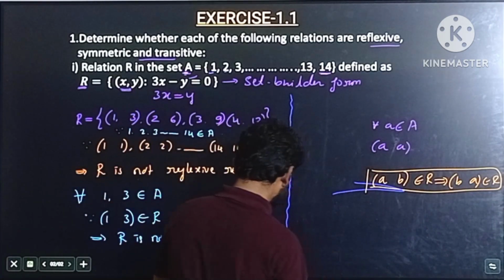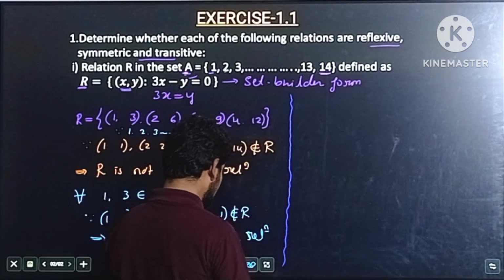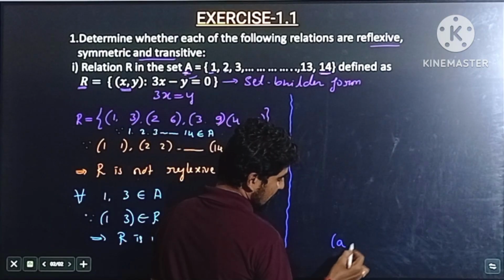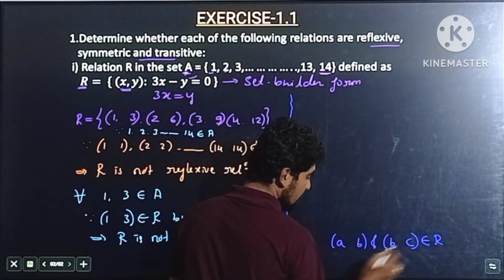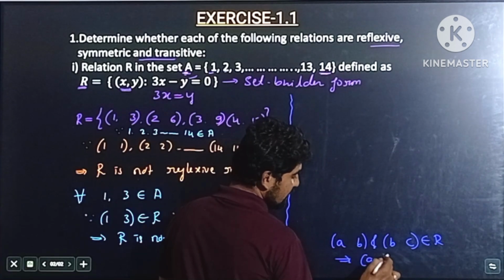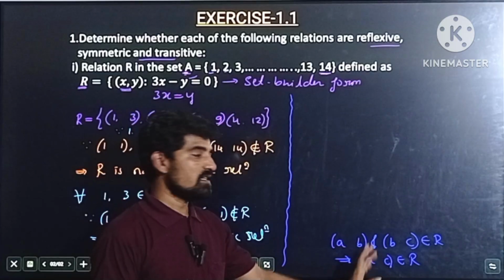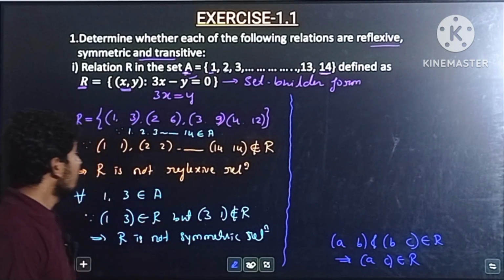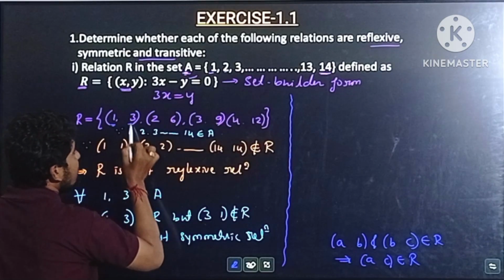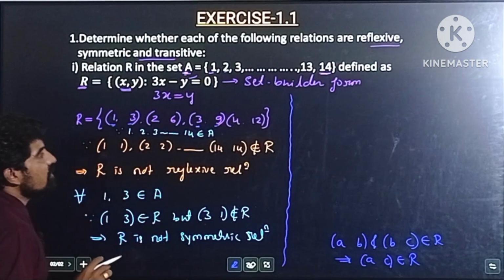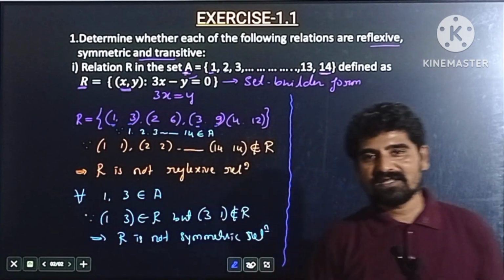Now for the transitive relation, the definition is: if the pairs (a, b) and (b, c) are in the relation R, and the pair (a, c) also exists in the relation R, then we call it a transitive relation. Now observe here, (1, 3) is in R and (3, 9) is also in R, but (1, 9) is not in the relation R. So it means it is not a transitive relation.